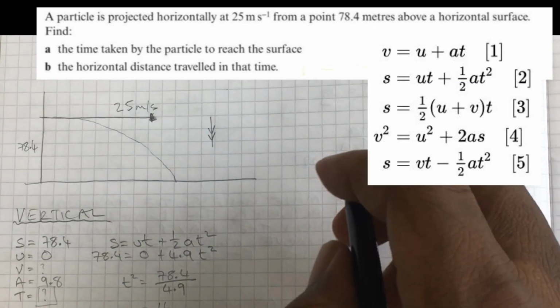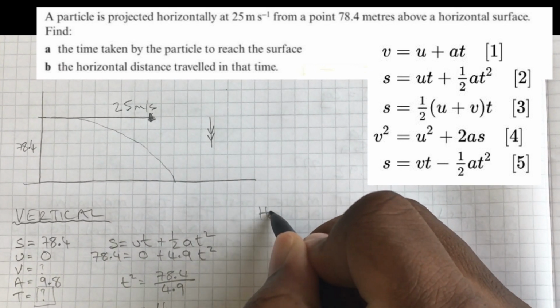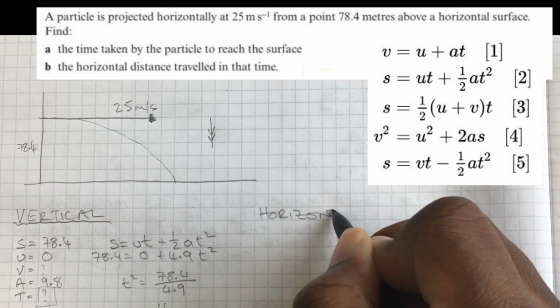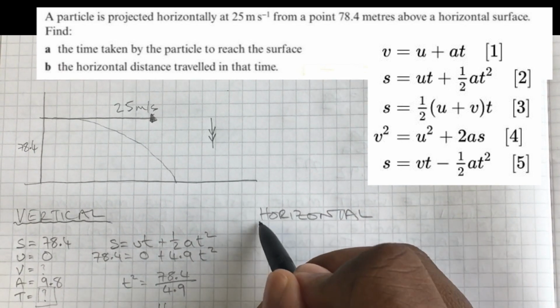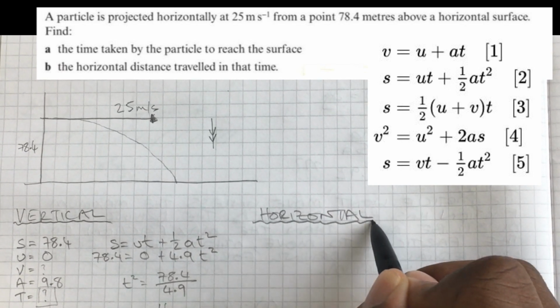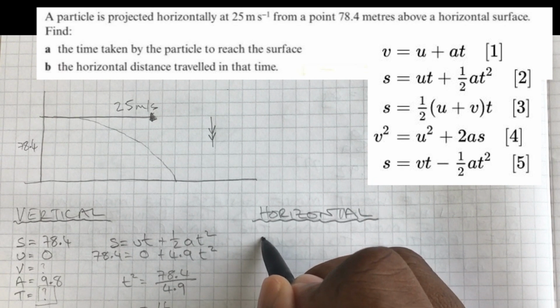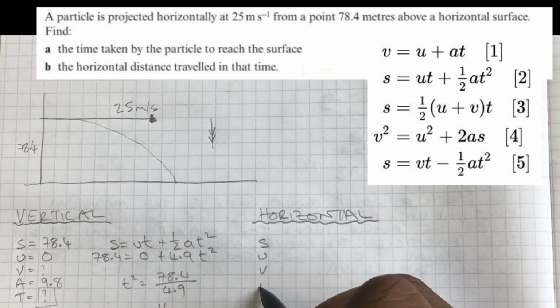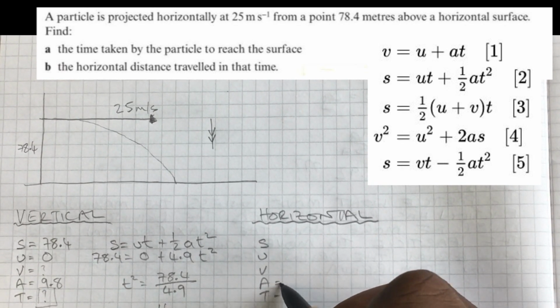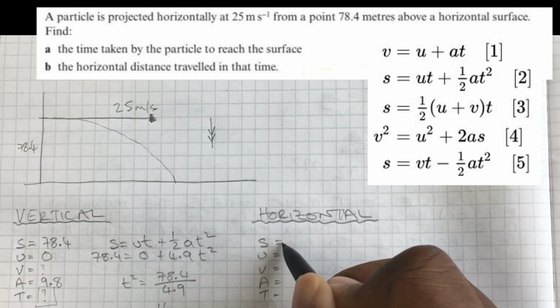Okay, so let's move on to part B. We want to find the horizontal distance traveled in the same time. All right, so we're just going to look at horizontal components now. There's something we need to be really careful on. Let's set up these Suvat variables and we'll fill in what we know.